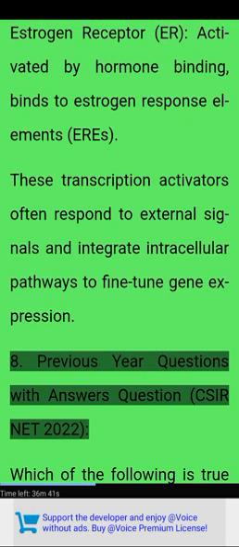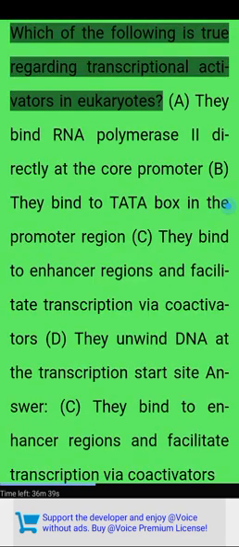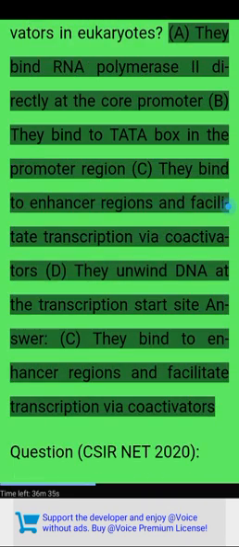8. Previous year questions with answers. Question: CSIR NET 2022. Which of the following is true regarding transcriptional activators in eukaryotes? A. They bind RNA polymerase II directly at the core promoter. B. They bind to TATA box in the promoter region. C. They bind to enhancer regions and facilitate transcription via coactivators. D. They unwind DNA at the transcription start site. Answer: C. They bind to enhancer regions and facilitate transcription via coactivators.